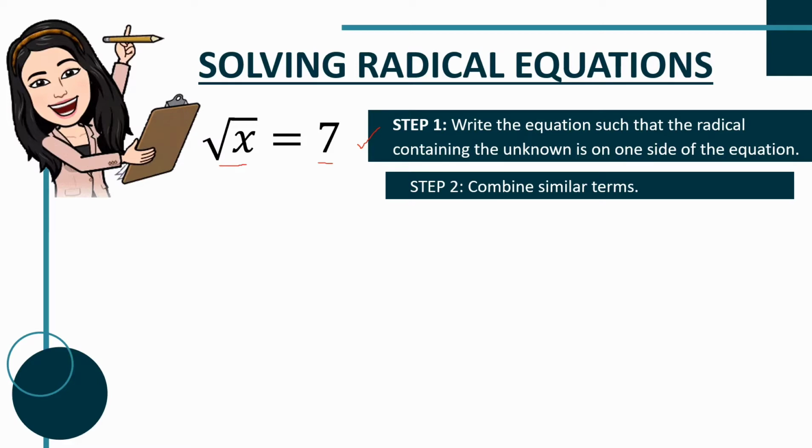Okay, wala na rin po. Kasi yan lang ang given natin. Square root of x equals 7. So, therefore, we can proceed to step number 3.